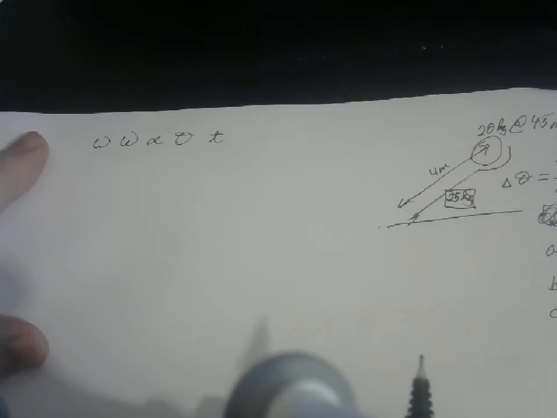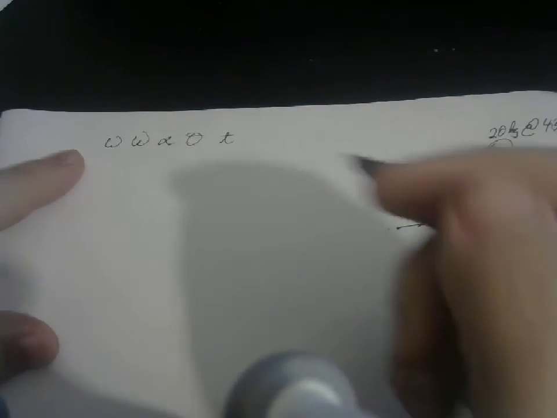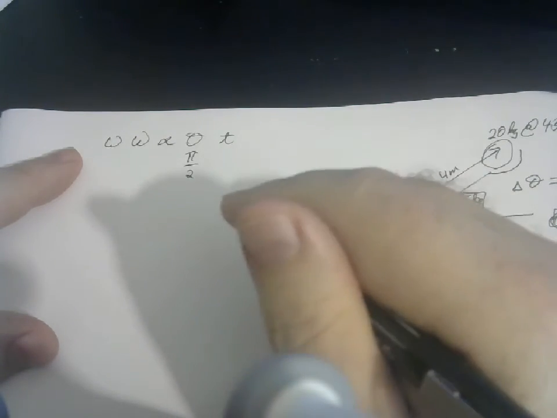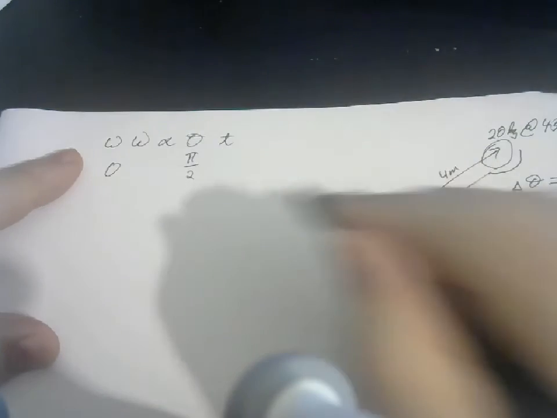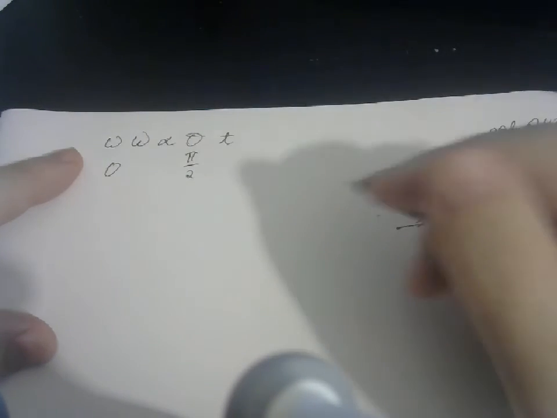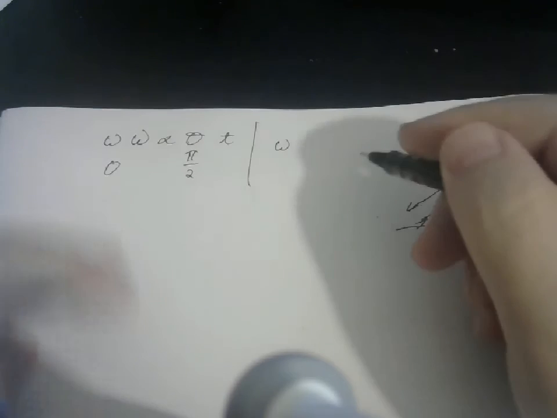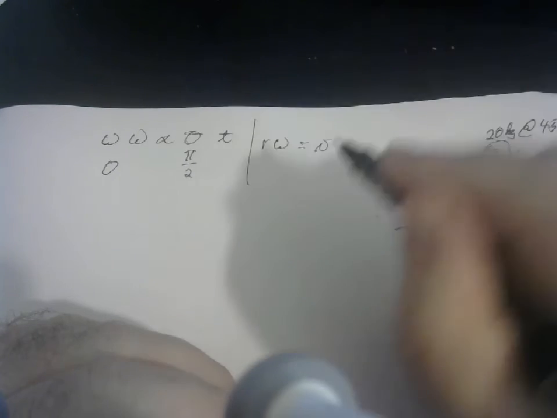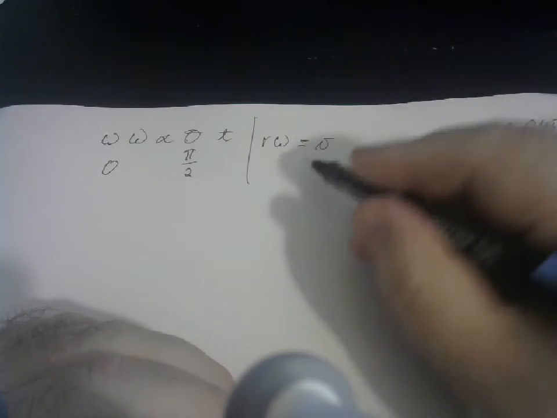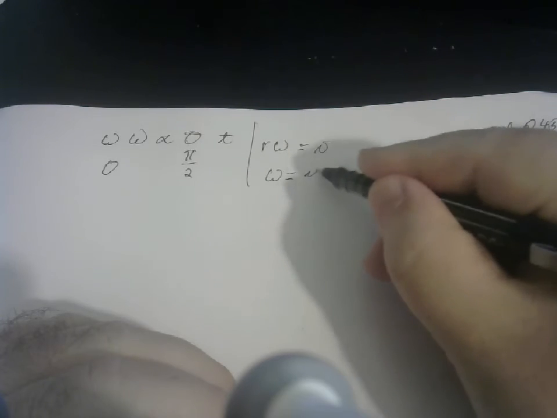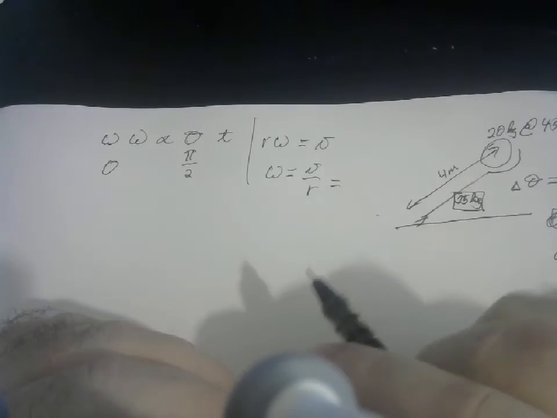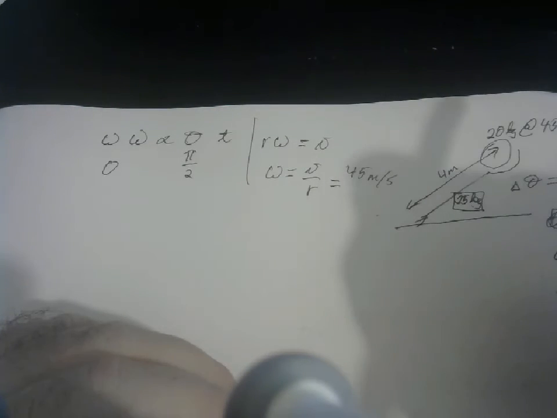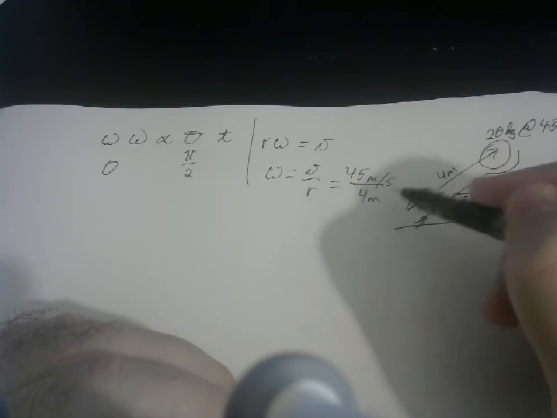We've got theta is pi over 2. Omega initial is actually 0. Omega final, let's find out what that is. R omega equals s, or equals v, and v is 45 meters per second. So omega equals v over R, which is 45 meters per second divided by the length of the arm, which is 4 meters.